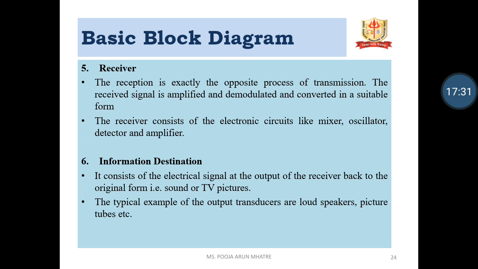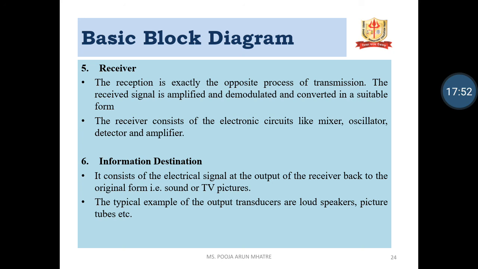Next one is the receiver. The reception is exactly the opposite process of the transmission. The received signal is amplified and demodulated, then converted into a suitable form. The receiver consists of electronic circuits like a mixer, oscillator, detector and amplifier.